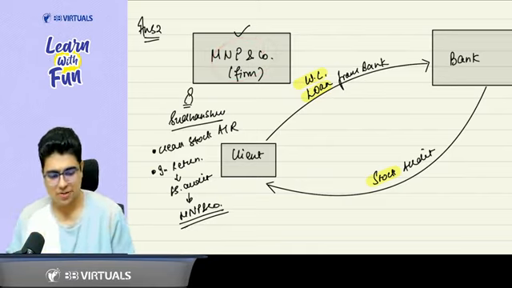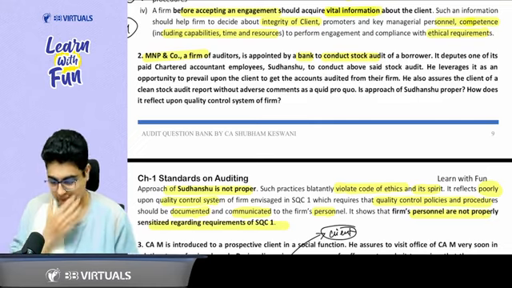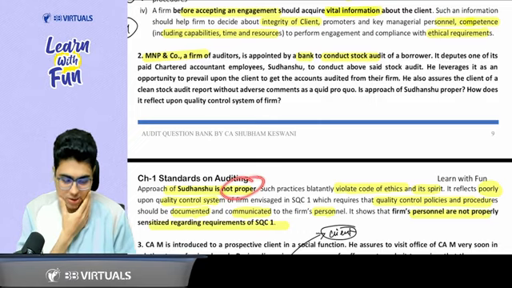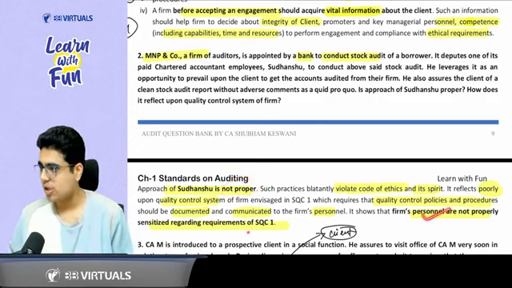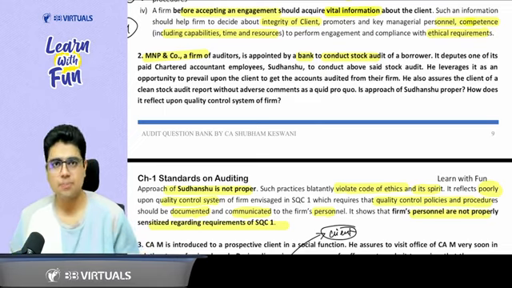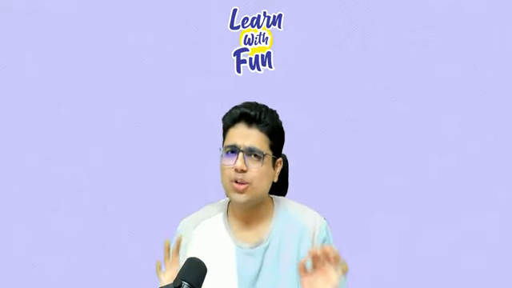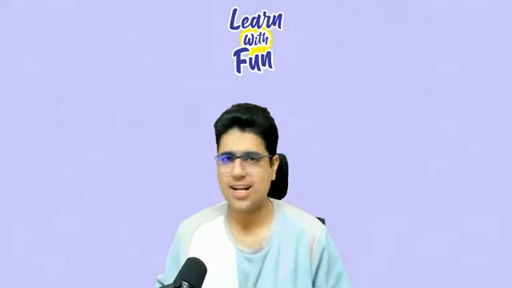They have very poor quality of functioning. So this is how you need to answer it. The question says, is the approach of Sudhanshu proper? The answer is no. You will say the persons are not complying with SQC1, they are not complying with the quality. Clear boss, clear sir. So with this, your whole revision of SQC1's good questions and concepts is done.